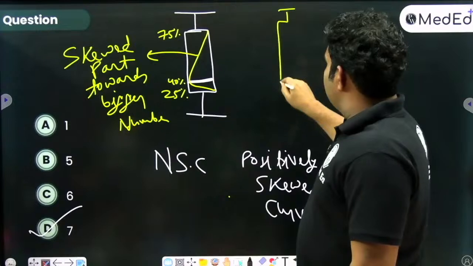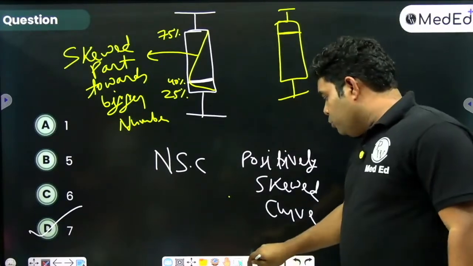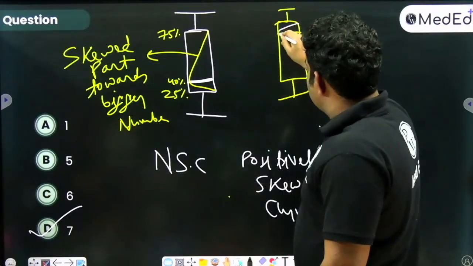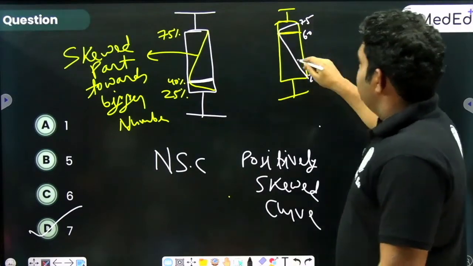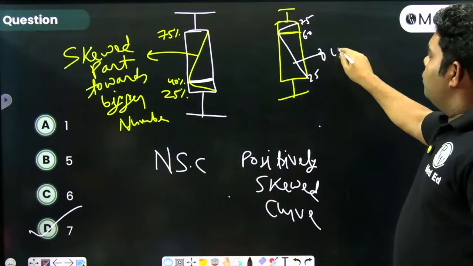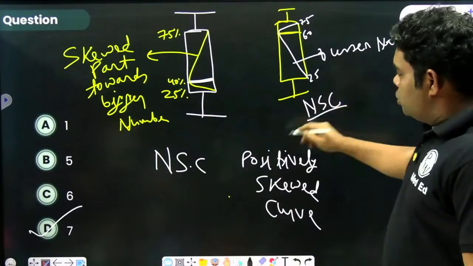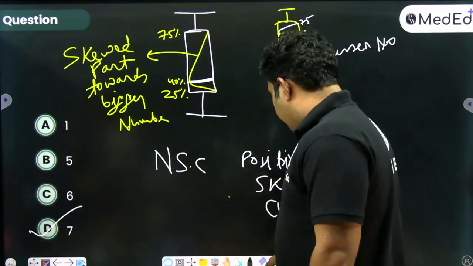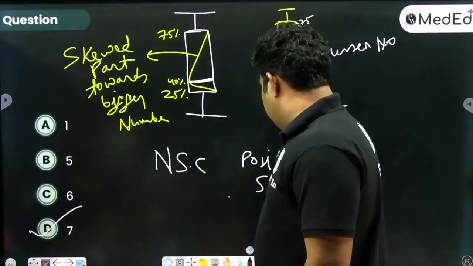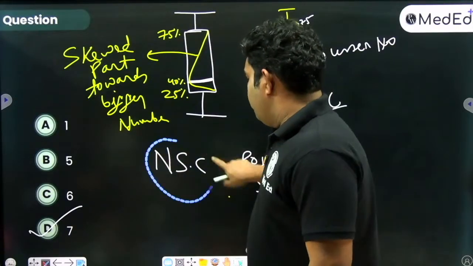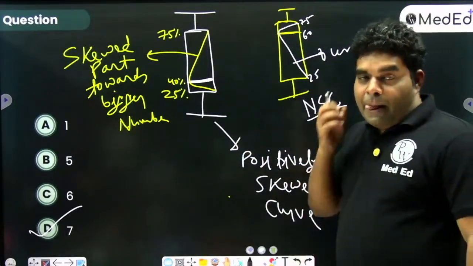Similarly, they can create another question from here. They can put the bar above. And if they put the bar above, then the skewed part will be towards lesser numbers, 60 to 25. And if it is towards lesser numbers, we call it a negative skewed curve. So again, sometimes we get confused in positive and negative skewed curves. But again, there is nothing to be confused about by using the same logic here.